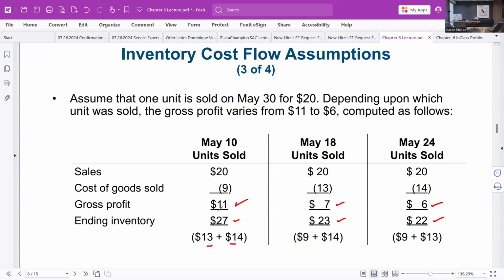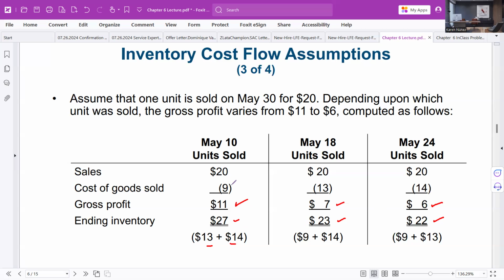So imagine if you were selling thousands or millions of units. Well, that could have an impact on your profit and also an impact on your ending inventory. The ending inventory goes from $22 to $27. It makes a difference. So we have to make an assumption about which costs we're going to assign, because whatever we choose, we have to do it consistently.